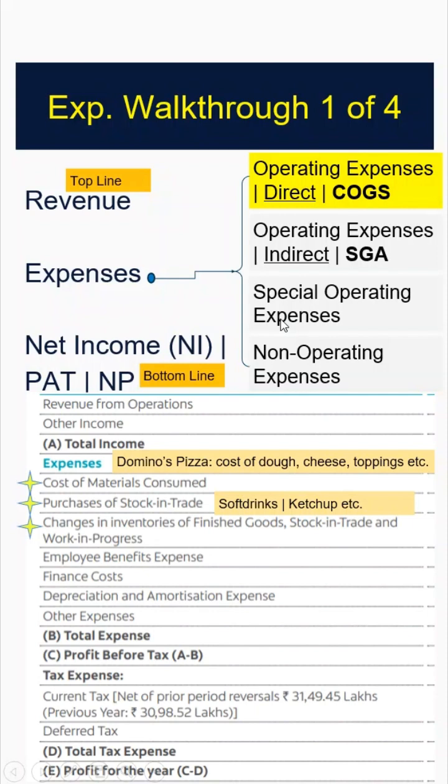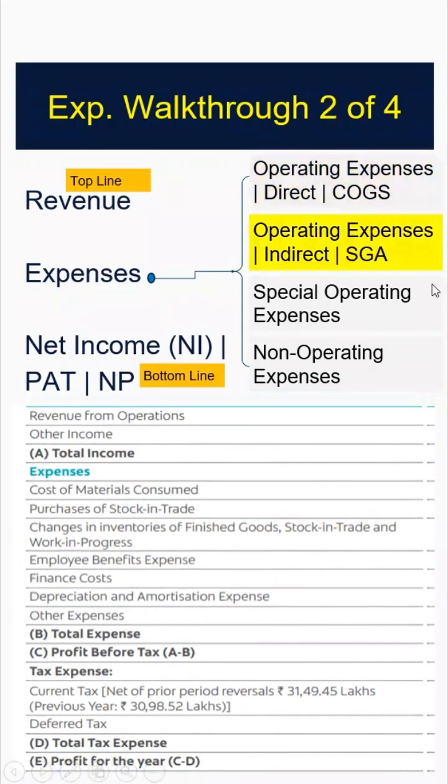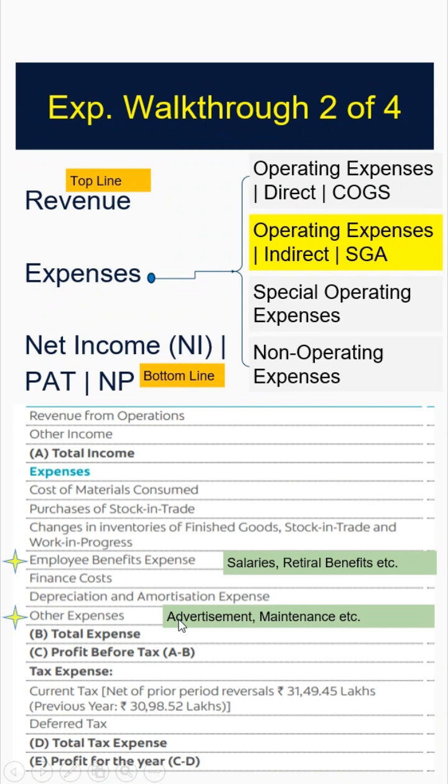Now let's move to the second kind of operating expenses, which is indirect or SGA. Under operating expenses which are indirect or SGA, we have employee benefits expenses and other expenses. In employee benefit expenses, we will have salaries and retirement benefits like PPF, gratuity, and all. Similarly, under other expenses, we will have advertisement expenses, maintenance expenses, etc.